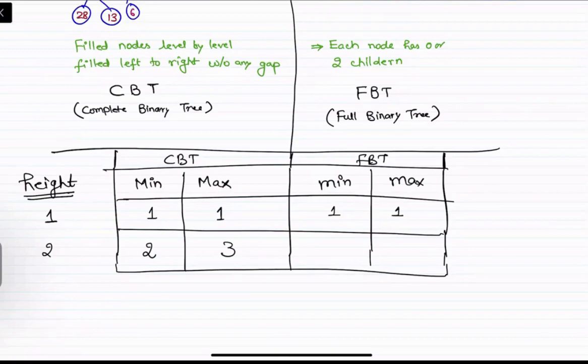What about FBT? Minimum and maximum number of nodes. For FBT, yeah, for FBT it is going to be 3 and 3. Yeah, because if I give you height, you have to draw this only. There is no other FBT possible. Okay. What if I ask you to draw with height 3?